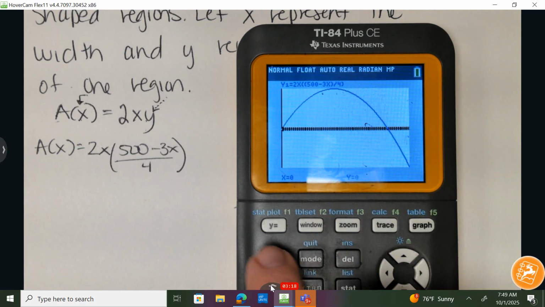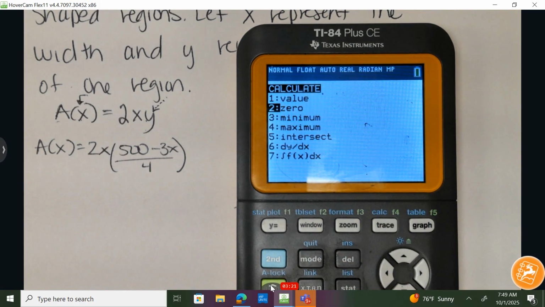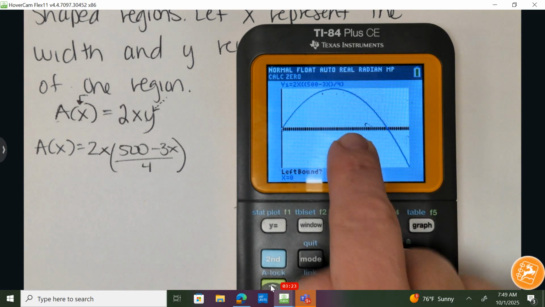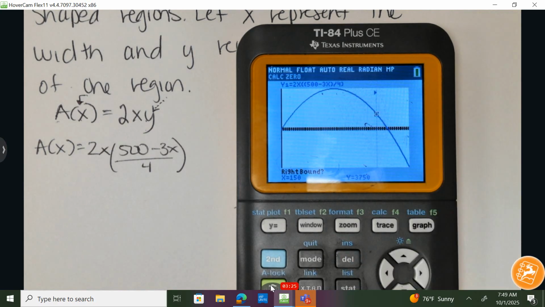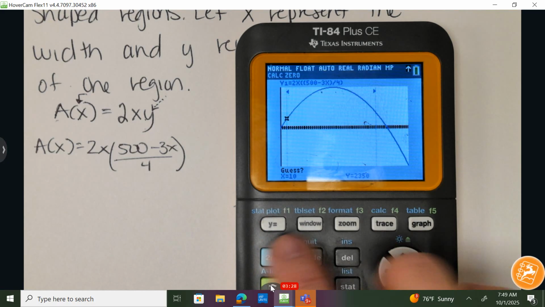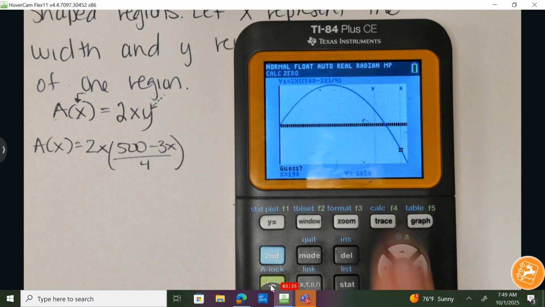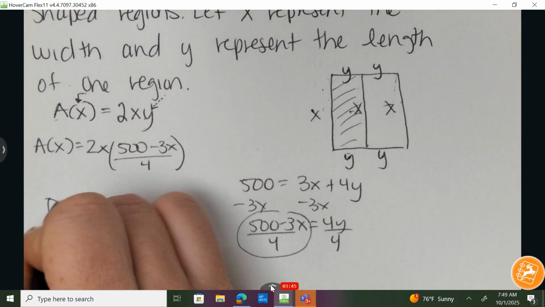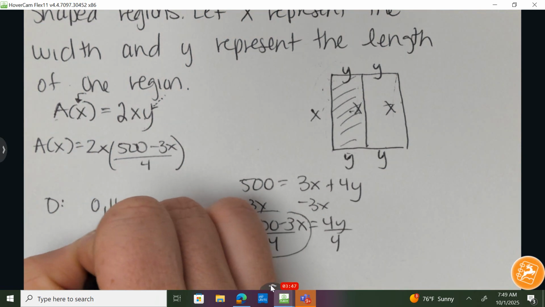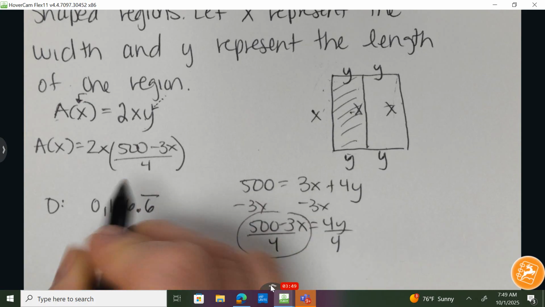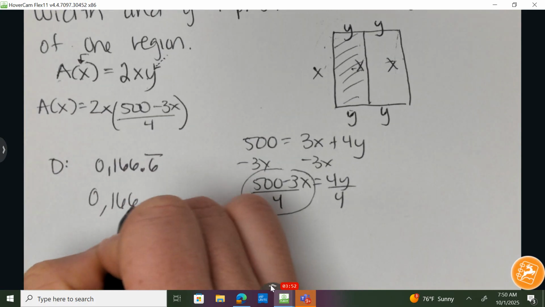Okay, so we can see that 0 is one of the x-intercepts. And let's figure out what the other x-intercept is. So second, calculate, zero. Now I went all the way out to 200, so I'm going to say 150 and 190. Oops, sorry, I did that wrong. I missed the 9. So let's try this again. 150 is to the left of the x-intercept, 190 is to the right. They're in between those temporary walls, and we can see we have 166 and 2/3, or 166.6 repeating. So when I express the domain of this function, 0 to 166.6 repeating, or 0 to 166 and 2/3.